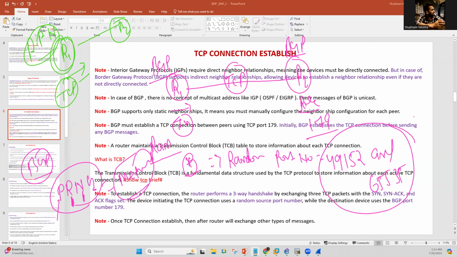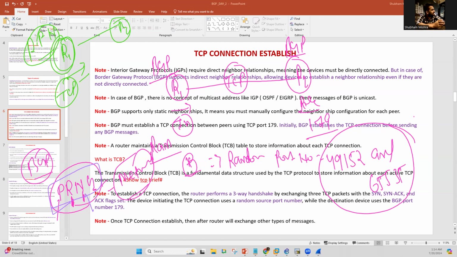Yes, the router is using a process or method. The name of that method is PRNG. What is PRNG? PRNG means pseudo random number generator. So the router uses this method to generate one random port number.